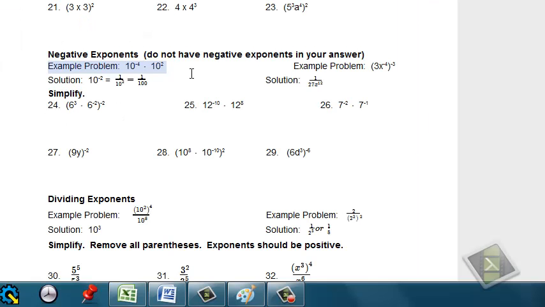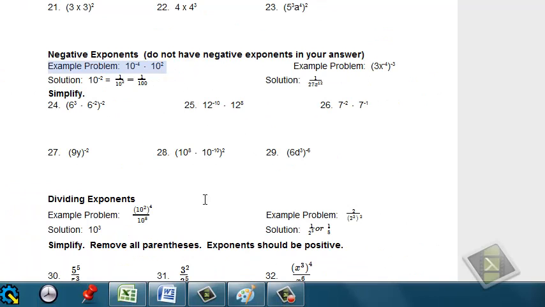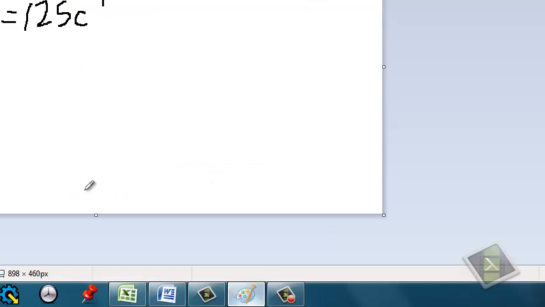Next thing we have is something more about negative exponents. Our first example problem we have here is 10 to the negative 4th times 10 squared. Now the first thing we're going to do is simplify this first. Bases are the same. The 10s are the same. We're going to add up our exponents and take negative 4 plus 2. When we do that, negative 4 and a positive 2 gives me 10 to the negative 2nd.